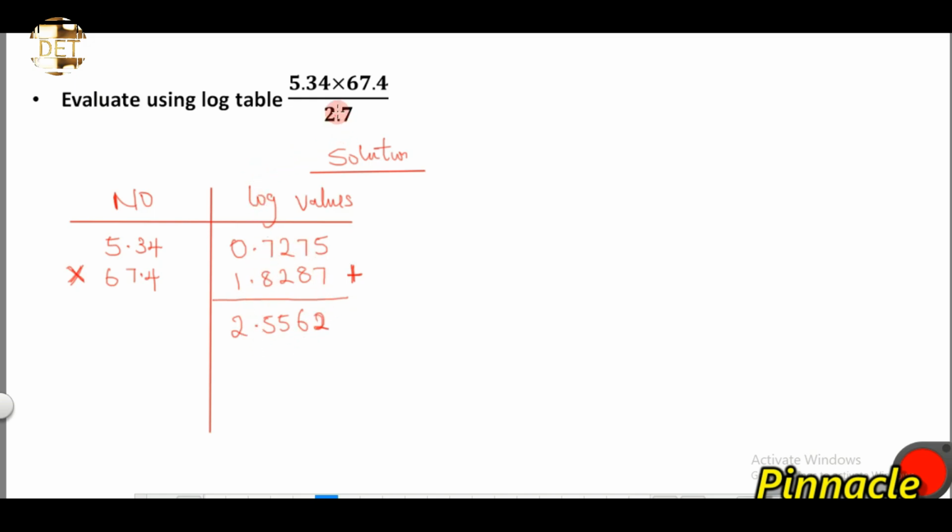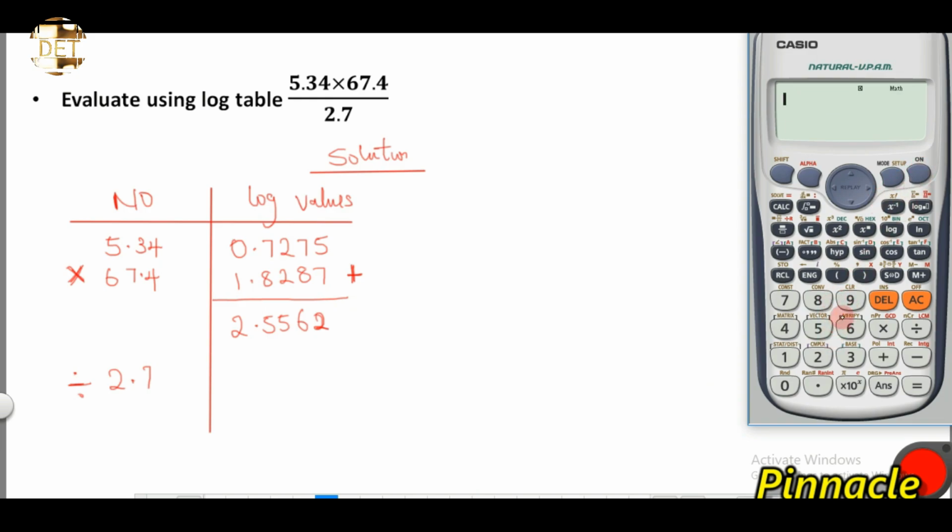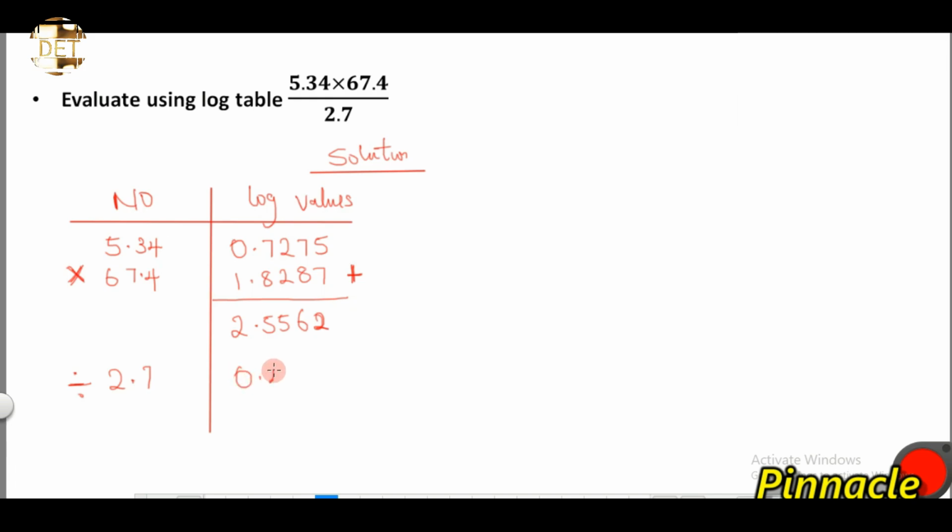So the next thing I would want to do is to look for the log value of 2.7. So this times this divided by 2.7. First of all, what's my log value of 2.7? I'll bring out my calculator and press log 2.7. Log 2.7 will give me 0.43136, which is approximately 0.4314. So this is division, right? Divided by 2.7, as we've gotten it here.